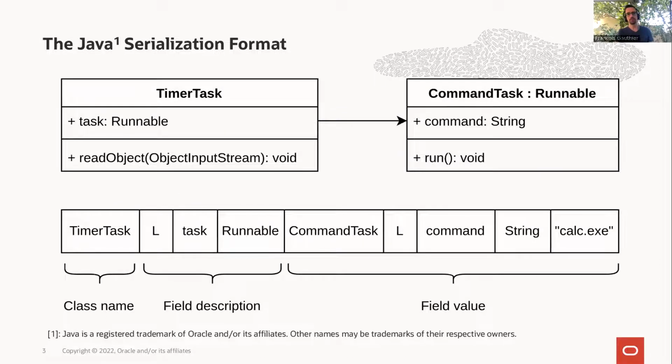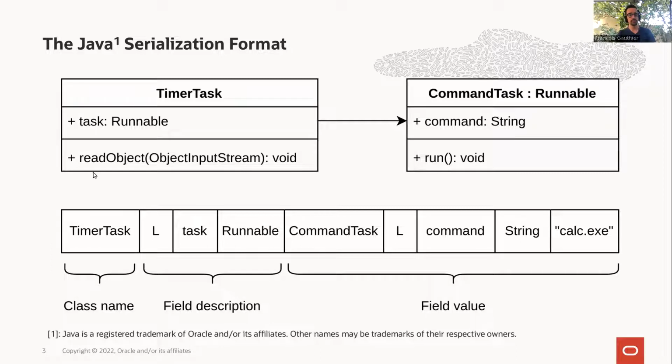So let's have a look at the Java serialization format. Let's assume you have two different classes, TimerTask and CommentTask, with TimerTask having a Runnable field that references an object of type CommentTask. If you were to serialize this object graph, you would obtain something that looks like this. First, you would have the class name in the stream, followed by a field description, and then the content of that field. In this case, it's a CommentTask that also has a field of its own, which is a string, and so on.